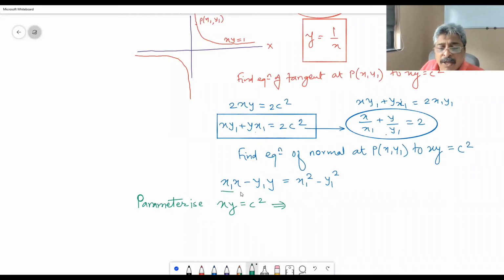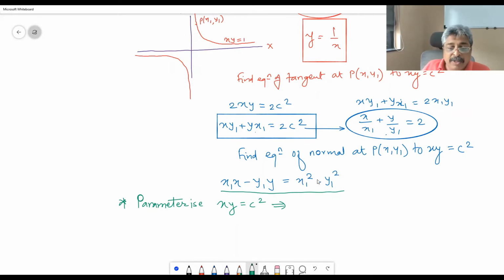Okay, equation of normal: x1 plus minus y1 is equal to x1 square minus y1 square. Now equation of tangent also can be written like this by replacing c square by x1 y1. Okay. Next job is to parameterize xy is equal to c square, and it is easy.